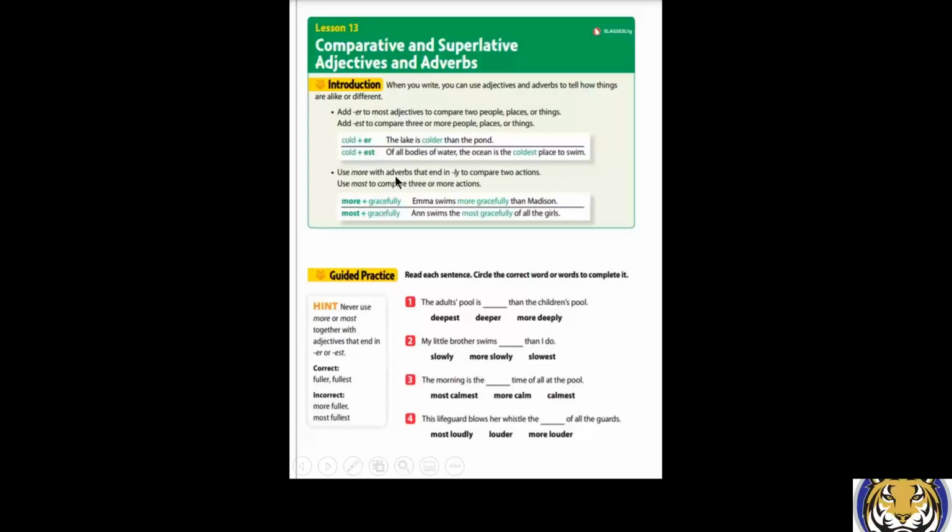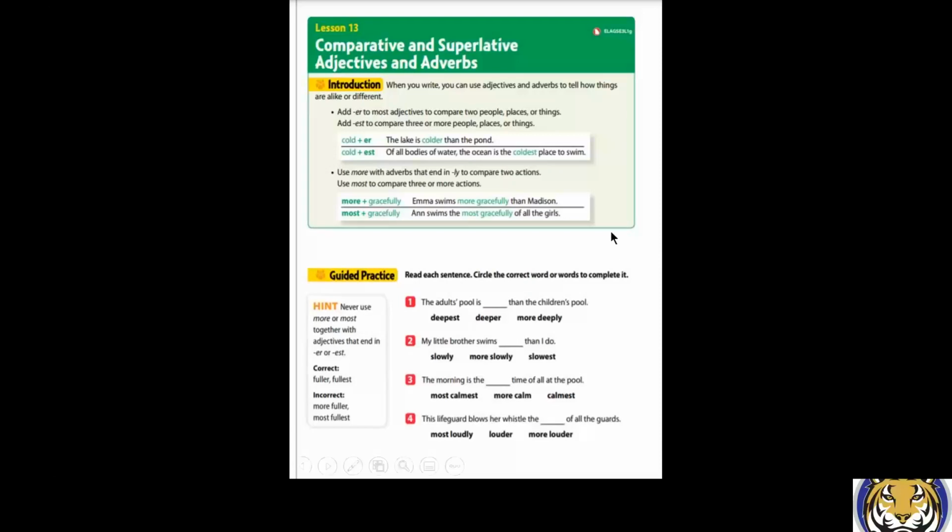Use more with adverbs that end in ly to compare two actions. Use most to compare three or more actions. So more gracefully, Emma swims more gracefully than Madison. So only two are being compared. Most gracefully, Anne swims the most gracefully of all the girls. So now there's a comparison of three or more actions.